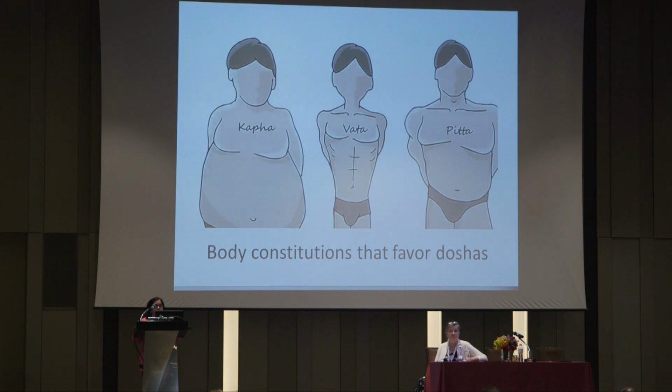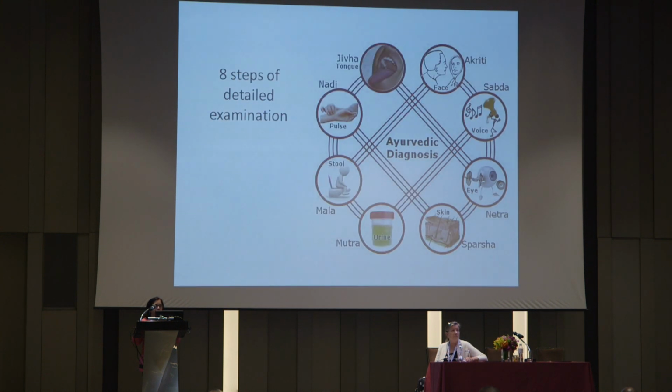If a person is being treated for an ailment, these are the detailed steps of examination, which are almost similar in allopathic medicine as well. That is Jihva, the tongue examination; Akriti, the shape of the body; Shabda, the noise, how one responds to noise in illness; Drik, the eye; Sparsha, the skin, whether it feels warm or cold; and the urine examination, the stool, and the pulse. These are examined in detail.